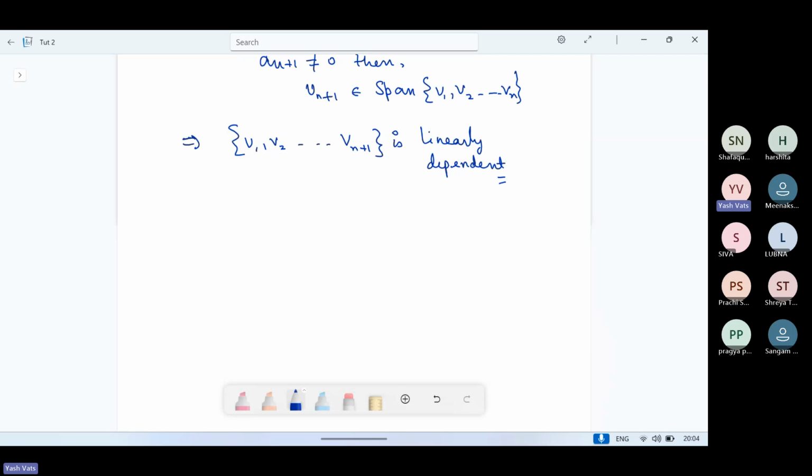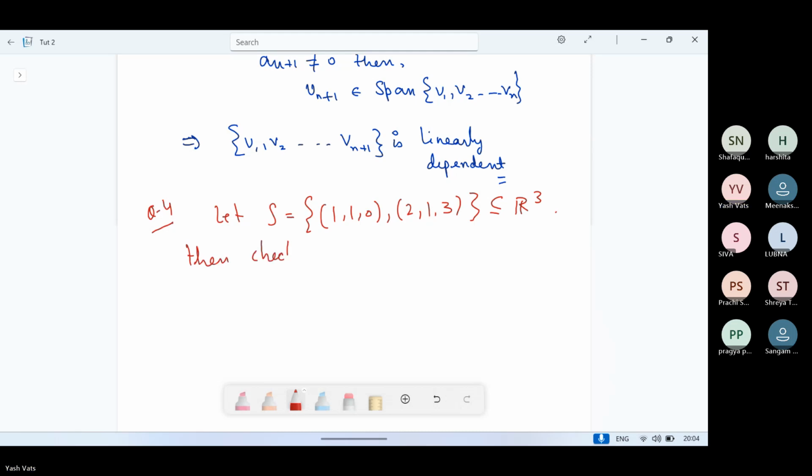So similarly we have another question. Okay, may I write that? Question number 4, let S be equal to {(1,1,0), (2,1,3)} contained in R3. Then which of the following is not in the span of S? Check which is not in span S.